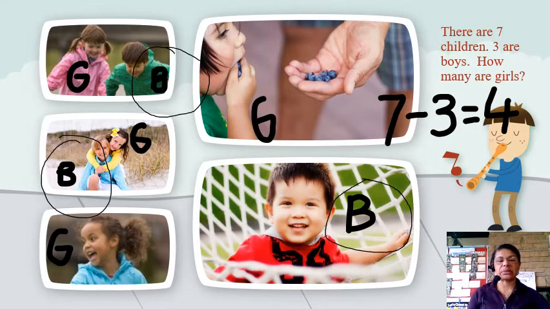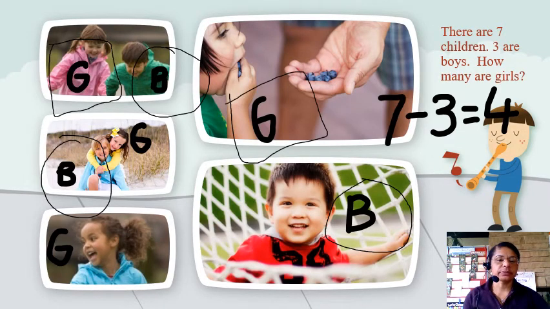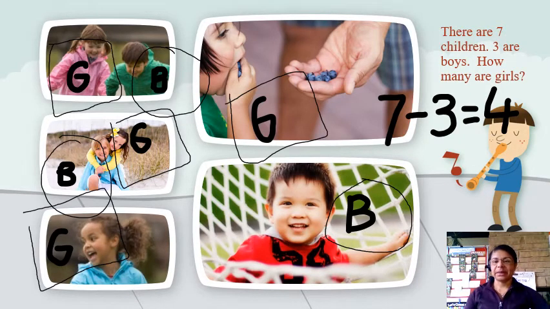Now I'm going to count the girls. 1, 2, 3, 4. 7 children. Subtract the 3 boys equals 4 girls. 7 subtract 3 is the same as 4. 4 plus 3 is the same as 7.